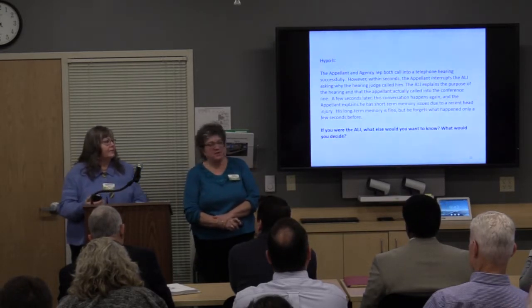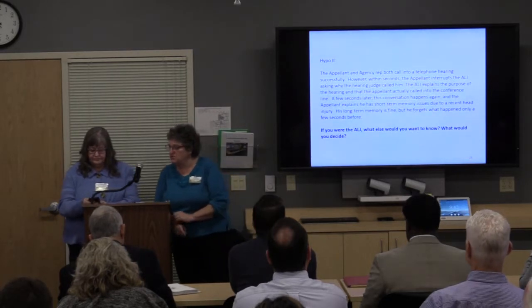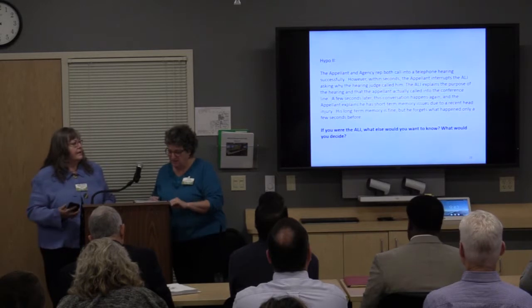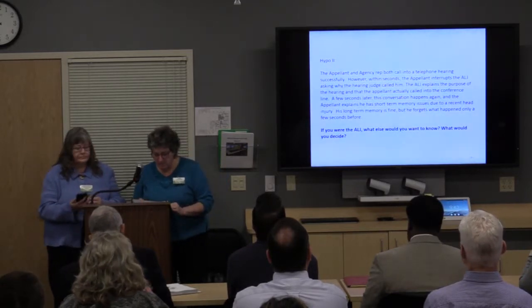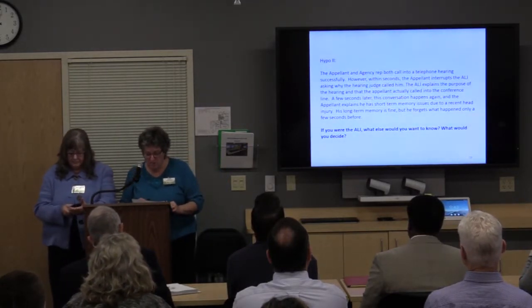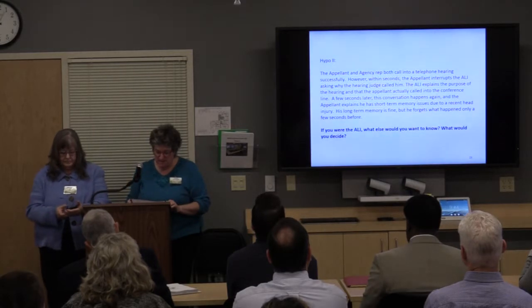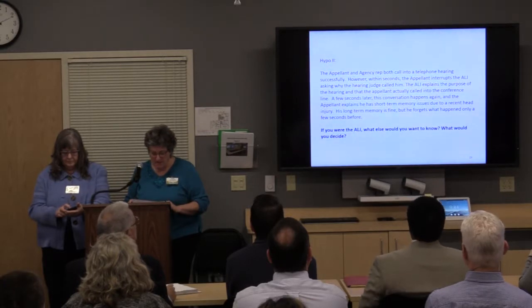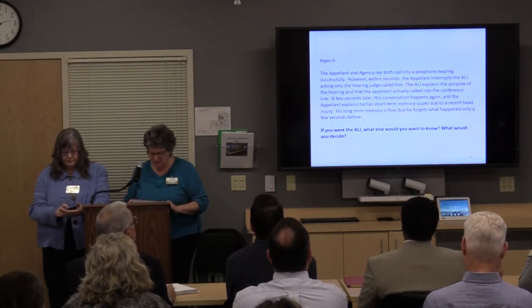Good, excellent question. So Hypo 2 was a telephone hearing also involving this one denying income benefits. The appellant and agency rep both call into the agency telephone hearing successfully. However, within seconds, the appellant interrupts the ALJ, asking why the hearing judge called him.